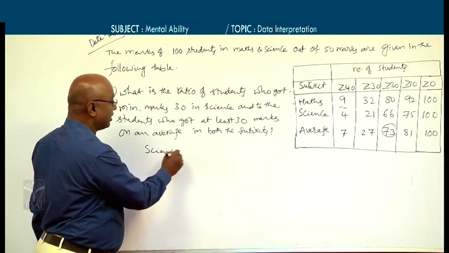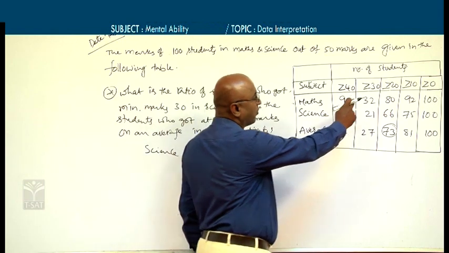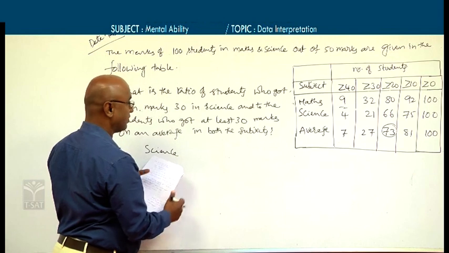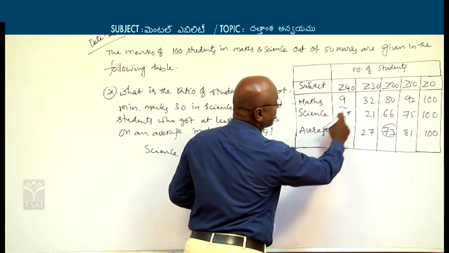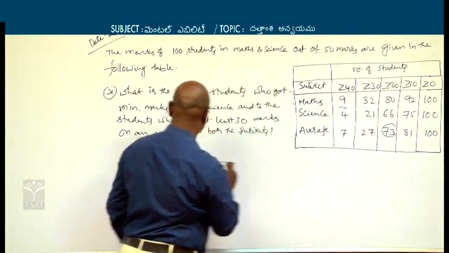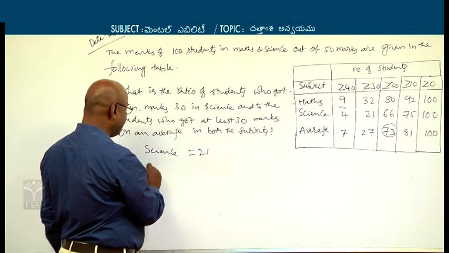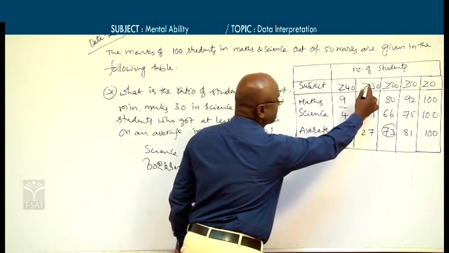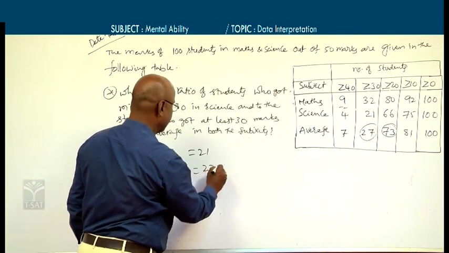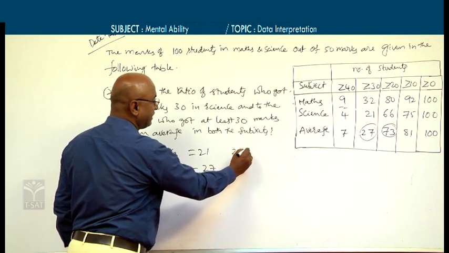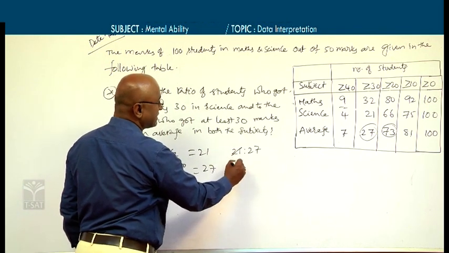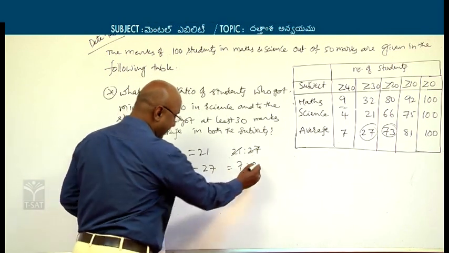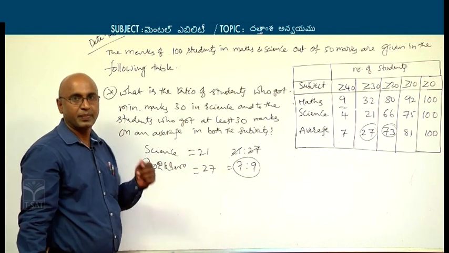సైన్స్లో కనీసం 30 మార్కులు వచ్చిన వాళ్ళు అంటే 30 లేదా అంతకంటే ఎక్కువ వచ్చిన వాళ్ళు 32 మంది ఉన్నారు. 32 ఇట్ ఈజ్ మ్యాథ్స్. సైన్స్లో 30 లేదా అంతకంటే ఎక్కువ వచ్చిన వాళ్ళు 21 మంది ఉన్నారు. 21. రెండింటిలో యావరేజ్గా 30 కంటే ఎక్కువ వచ్చిన వాళ్ళు ఇట్ ఈజ్ 27. సో ద రేషియో ఈజ్ 21:27. 3 7s are 21 and 3 9s are 27. So the required ratio is 7:9.